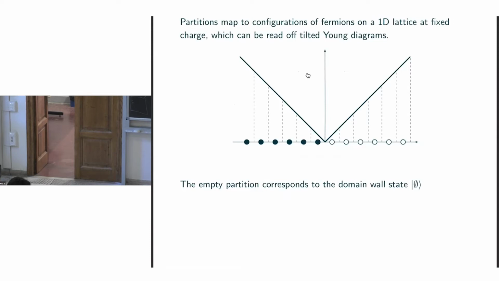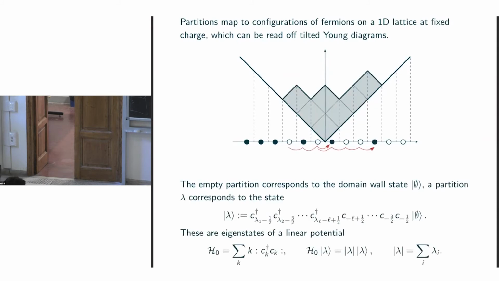We'll consider these as points on the half integers, and in particular as fermion configurations. So starting from a Dirac vacuum state, which will correspond to the empty partition, anytime you have some other partition, you excite particles, or move particles to the right of that state, for each part of the partition. And each of these states, we can just notice that they're eigenstates of a Hamiltonian with a linear potential. So the linear potential means that you have all of the sites filled to the left and all of them empty to the right. It's all of the half integers here.